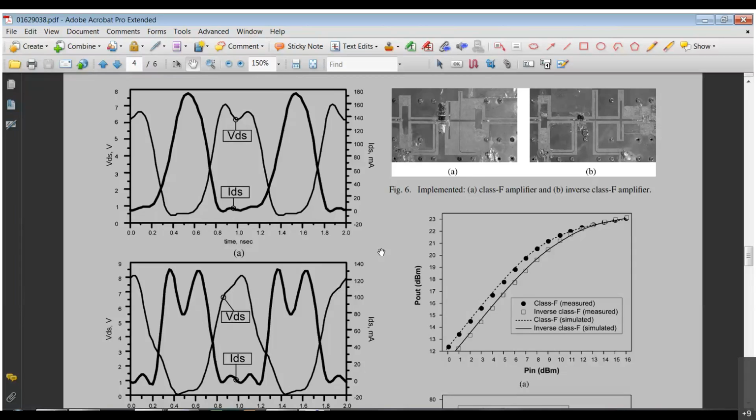Although this class F power amplifier was proposed long back, almost 90 years back, still I haven't been able to find a very nice explanation regarding how these voltages actually get generated.